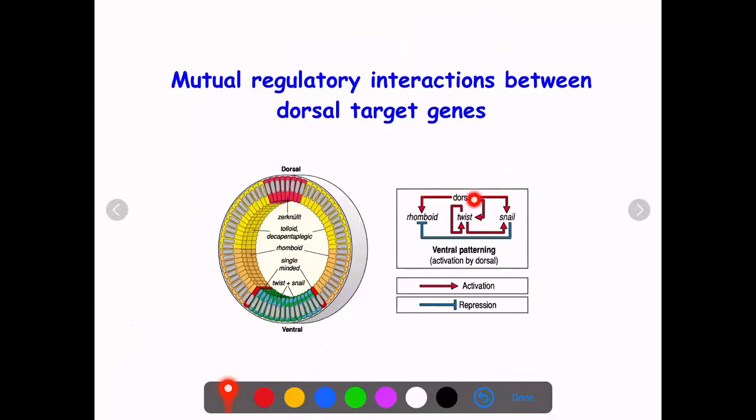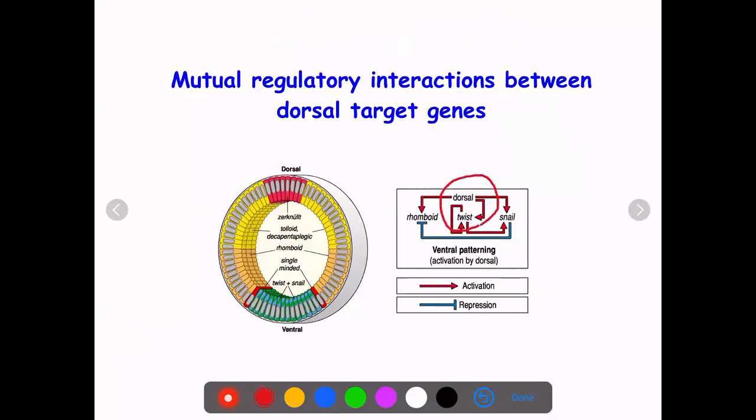If you look at the dorsal gene, dorsal will not only activate twist, but also some lateral genes such as rhomboid and snail. And those genes, snail and rhomboid, also have some interaction. I think the really important thing here is this, okay?